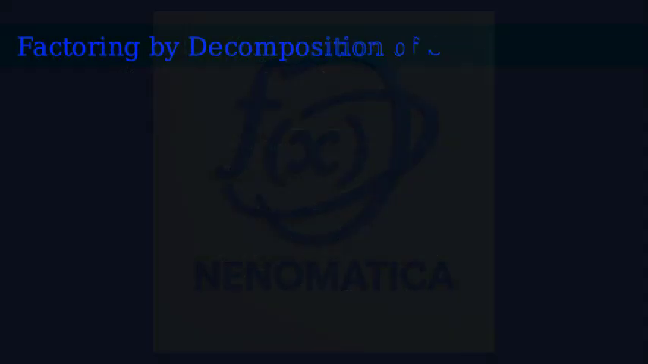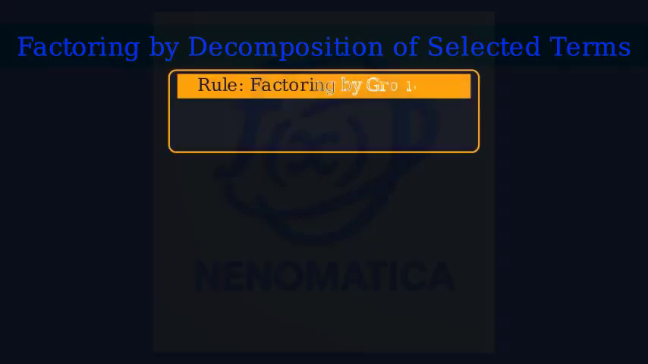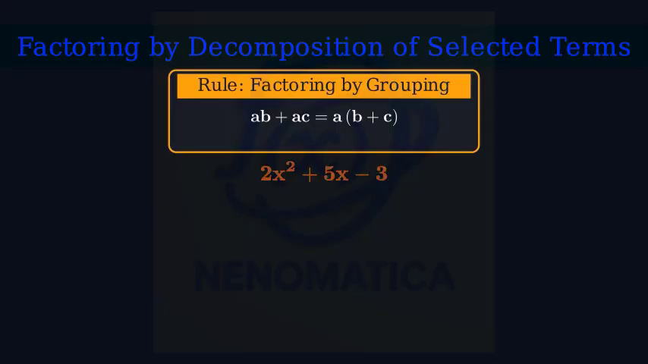In this lesson, we will factor two expressions by decomposition of selected terms, using the grouping idea. We'll start with a quick rule reminder, then factor the quadratic, and then a cubic-like expression by grouping. Step 1. Factor the quadratic 2x squared plus 5x minus 3. We begin by writing the expression. Now, we cleverly split the middle term so that we can group terms to reveal common factors.